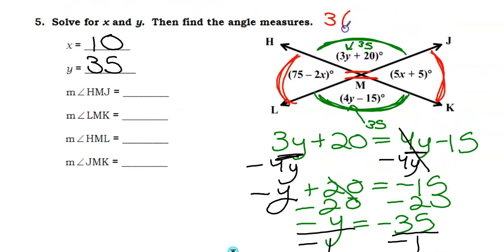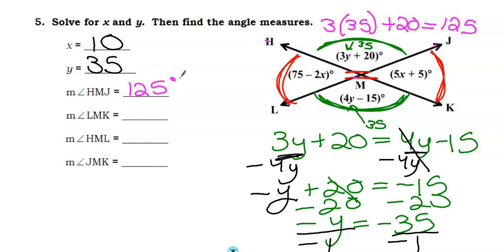All right, so I have 3 times, let's change the color. So I've got 35 for the y. So 3 times 35 plus 20, and let's solve that. 3 times 35 plus 20, and that's 125. So that's for HMJ, 125. And then for LMK, it should be the same amount. You should get the exact same answer. 4 times 35 minus 15, and that's 125 degrees. Okay?